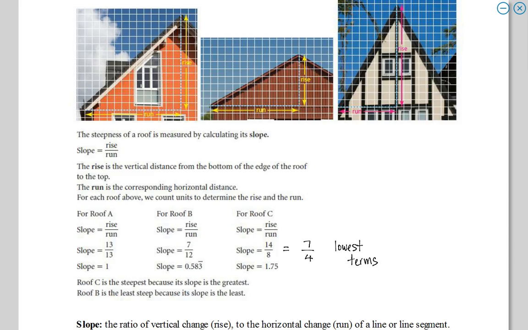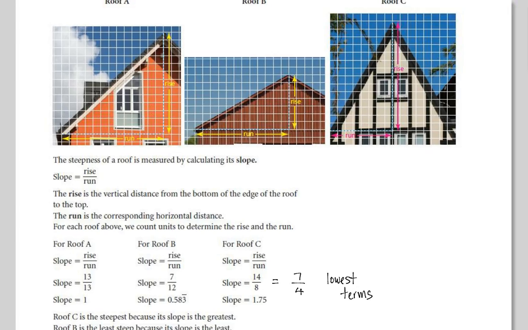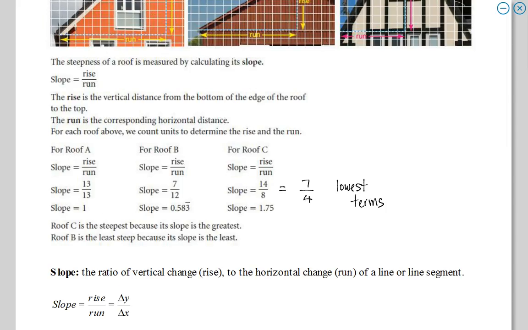Now just by looking at these pictures, which roof appears to be the steepest? Roof C does appear to be the steepest. Now look at the numerical value for C. It is larger than the other two. So in terms of steepness, it's all about the magnitude or the size of the slope. Roof C is steepest because its slope is the greatest. So make sure you give those a quick read.